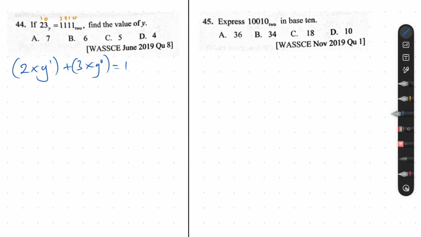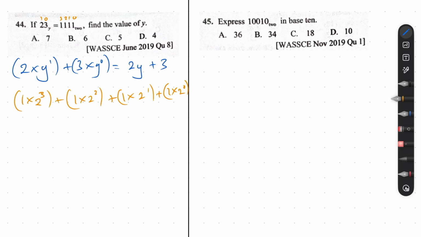What do you get? We have 2y plus 3. Okay, cool. Now let's do for the other side. We have 1 1 1 1 times 2 exponent 3 plus 1 times 2 exponent 2 plus 1 times 2 exponent 1 plus 1 times 2 exponent 0. So that will give us 8 plus 4 plus 2 plus 1, which is equal to what?